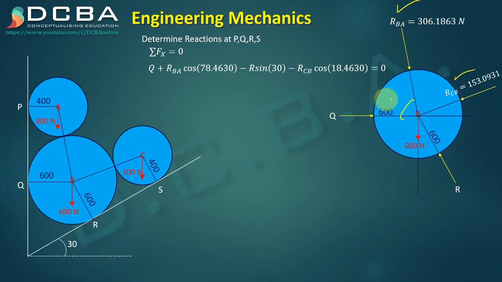Let us say this is 78.4630 and this is my gamma, right, because this is the angle that we had found, gamma, and this angle is actually 90 minus your alpha, which is 78.4630. So RBA is acting downwards, meaning the y component is downwards, x component is to the right. For RCB, y is down, x is to the left.